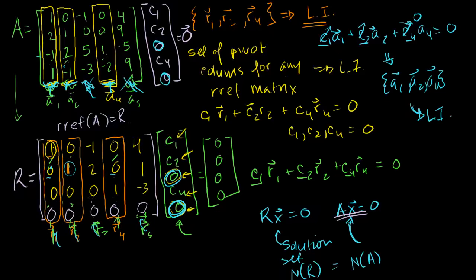All pivot columns, by definition, are linearly independent, or the set of pivot columns are always linearly independent when you take away the non-pivot columns. Then the corresponding columns in your original matrix are also linearly independent. And the next one will show that these three guys also span your column space.